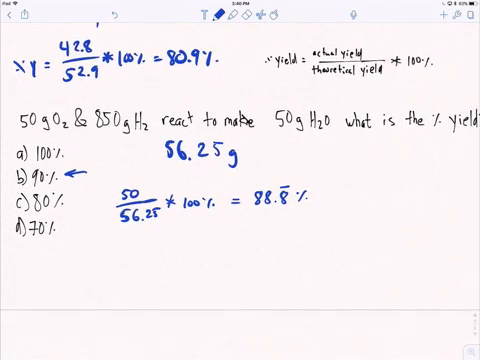All right, how are we doing? Anybody have any questions with this? This is the actual yield, 50 grams, over the theoretical yield, 56.25, times 100. That's 89%, closest to 90%. Questions?